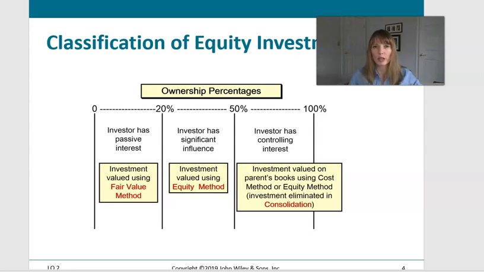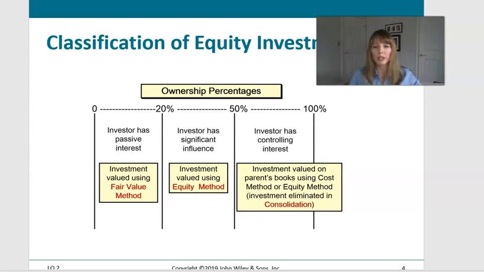If the investor has greater than 0%, but up to about 20% of the shares of the investee company, then we use what's called the fair value method. If the investor company buys more than 20%, but less than 50% of the total shares of the investee corporation, then the investor company uses what's called the equity method. We look at the fair value method and the equity method, and work through some examples in this video.